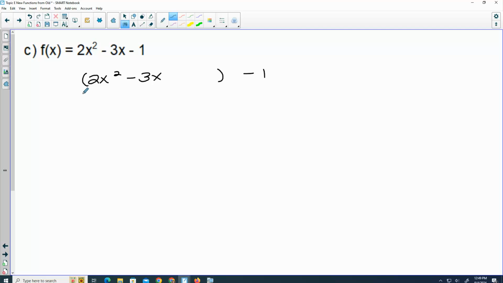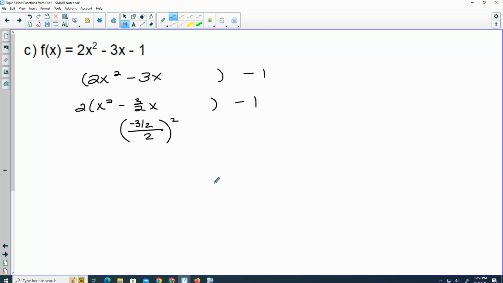But what we could do is factor a 2 out of this parentheses. So it'd be x squared minus 3 halves x. And the minus 1 is still on the outside. If I multiply this out, I get back to my original problem. So I haven't changed it, I just rewrote it. So then we do our middle term, which was negative 3 halves. We have to divide that by 2 and then square it.